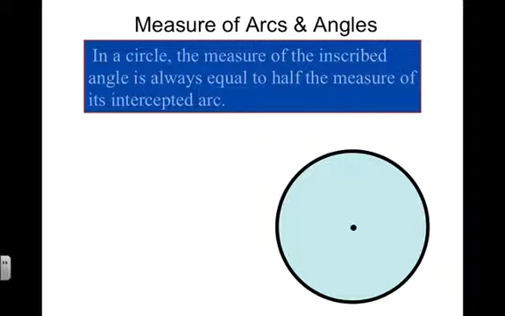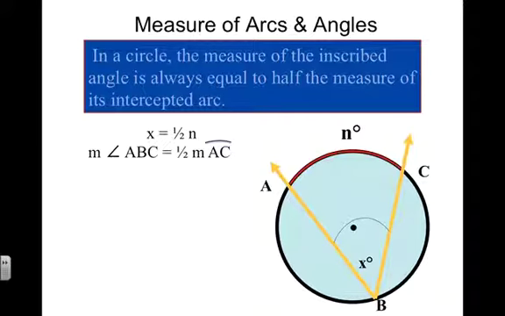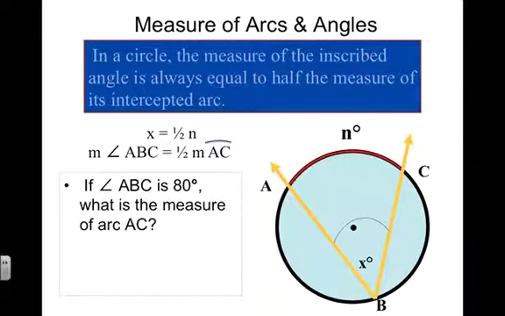In a circle, the measure of the inscribed angle is always equal to half the measure of its intercepted arc. Here is an example. We have inscribed angle ABC, which intercepts the arc that is labeled by n degrees. So x is equal to half of n. Or the measure of angle ABC is equal to half the measure of arc AC. So if angle ABC is 80, what is the measure of arc AC? And the answer is 160 because the angle is half of the arc. That means the arc has to be twice the angle. So if we know the angle is 80, then the arc has to be 160.